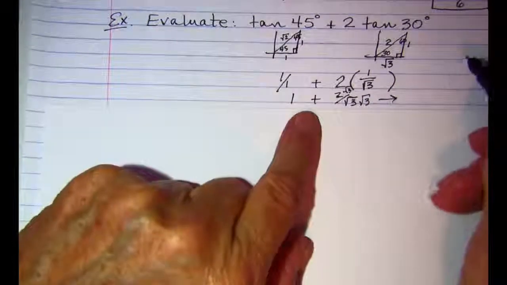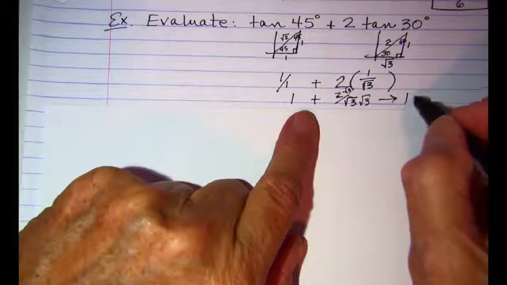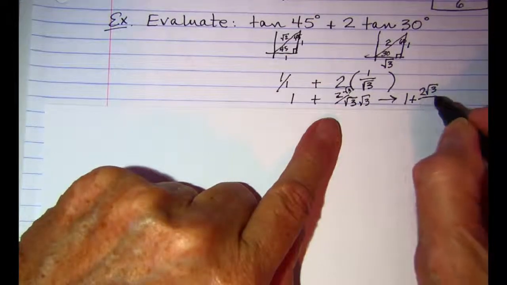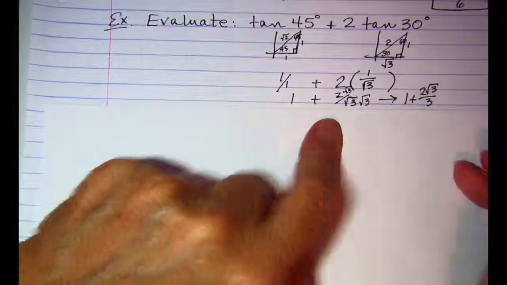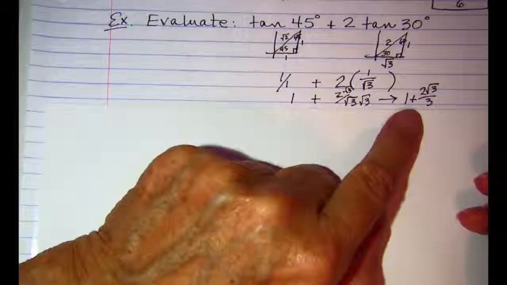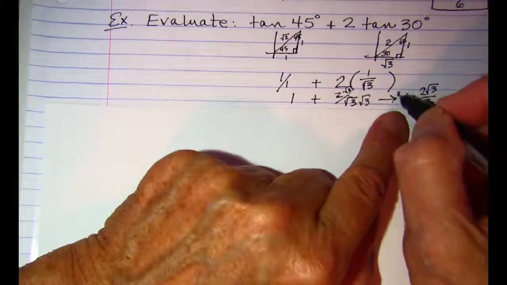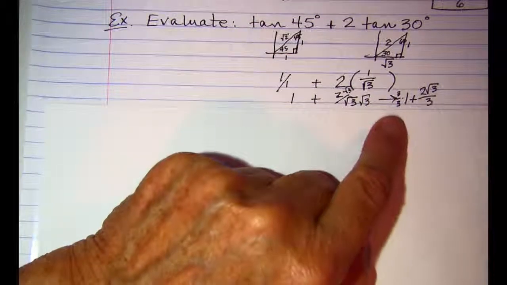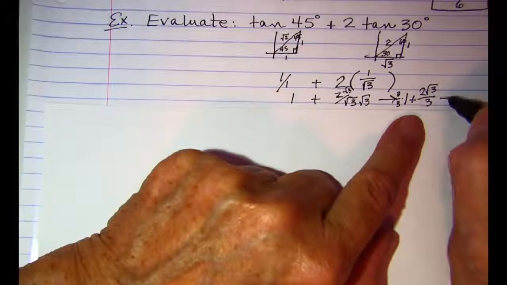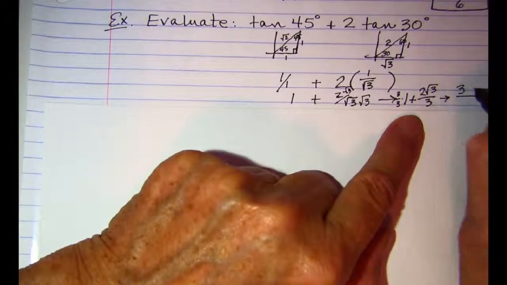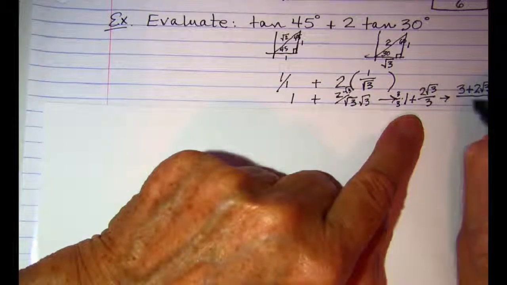So this expression then is 1 plus 2 radical 3 over 3. And then if we wish to make this into a single fraction, I would write this 1 as 3 over 3. So I could write this as 3 plus 2 root 3 over 3.